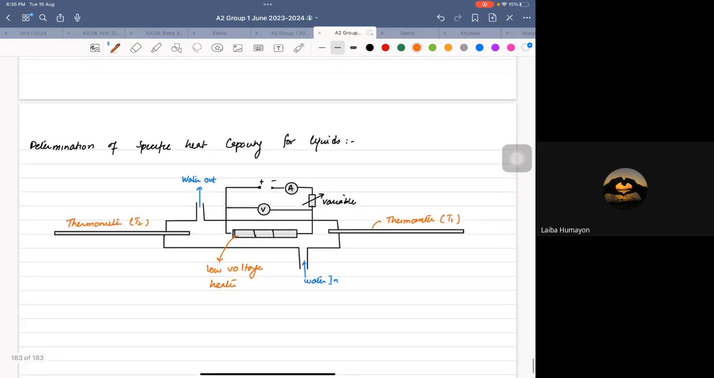Anyway, I wanted to write variable resistor, so please write that. This is the ammeter. This is the voltmeter, and that would be the power supply. What else do you have? Nothing else. Okay.